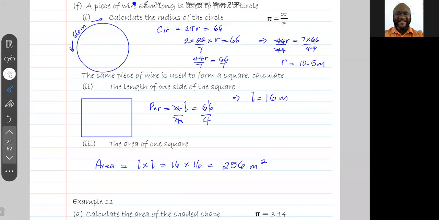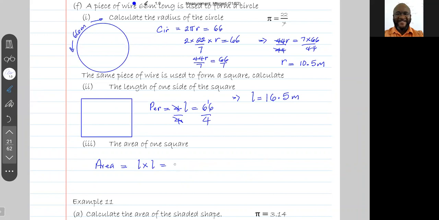All right, guys. So I just wanted to make a little correction. 66 divided by 4 is actually 16.5. So this should be 16.5 meters. And then the area would be 16.5 times 16.5.